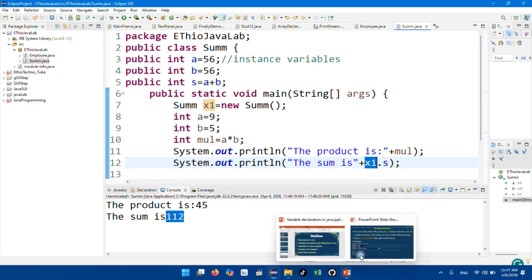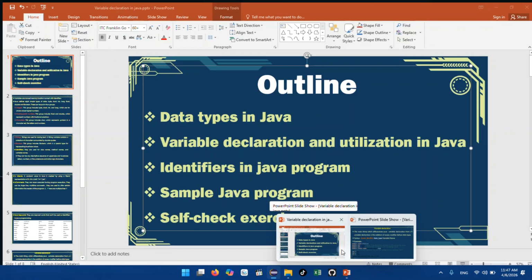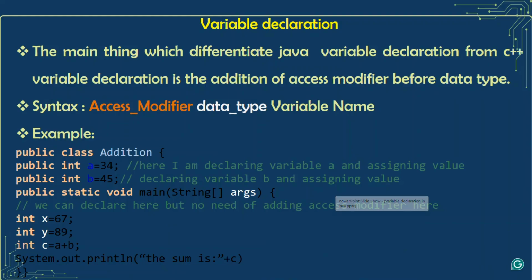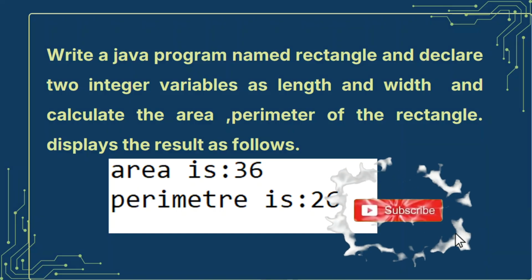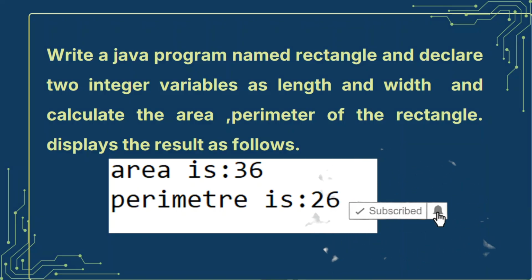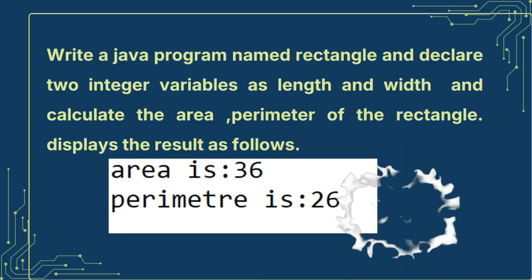So that's all for today's lesson. As usual, we have a self-check exercise. So let me show you what you're going to do. Write a Java program named Rectangle and declare two integer variables, length and width, and calculate the area and perimeter of the rectangle and display the result as follows. So we're going to declare two variables, length and width, and calculate the area and the perimeter of that rectangle.